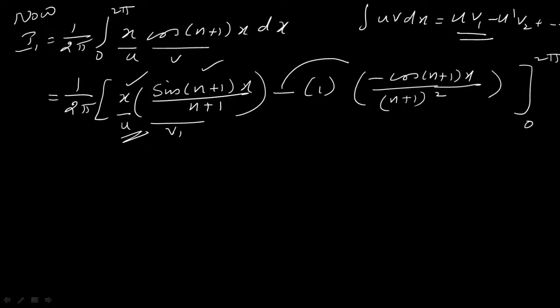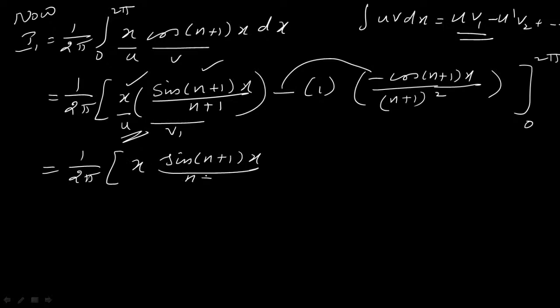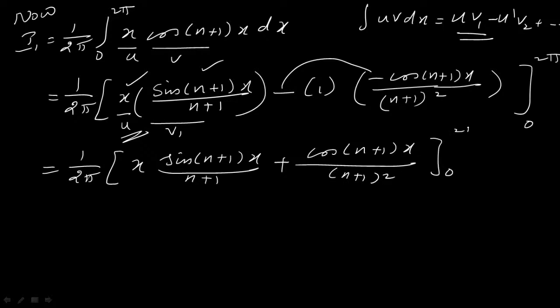Let me now simplify these symbols. So this is minus into minus, plus, right? So 1 by 2 pi of x sin (n+1)x divided by n plus 1, plus cos (n+1)x divided by (n+1) the whole square, with the limit from 0 to 2 pi. Now let me substitute the limit. For that, first substitute the upper limit.